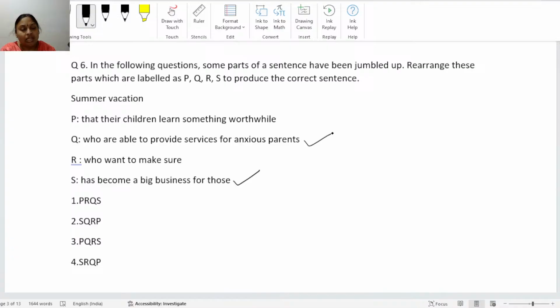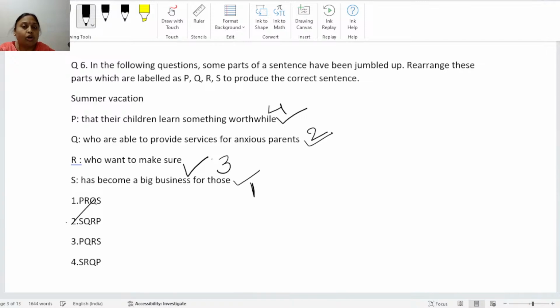This will come. And then, who wants to make sure that the children learn something worthwhile. This is odd. So it is the first one, and then this is the second statement, and this is the third statement. At the last, we will get the P. So answer will be this.